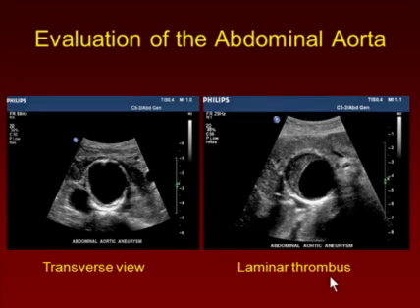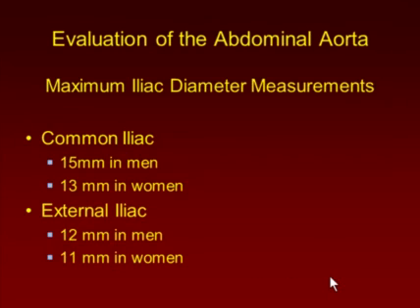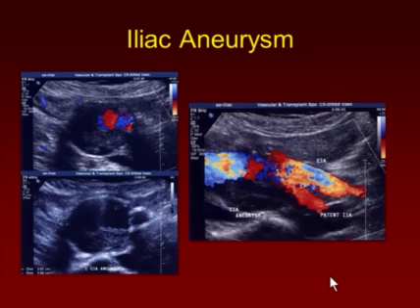So this is a transverse view of a fusiform aortic aneurysm. We'll look and evaluate that, measure carefully, and estimate the amount of thrombus that might be present within the lumen. The iliac arteries generally are about 15 millimeters in size in men and a little smaller in women, and the externals are a little bit smaller than the common iliacs.